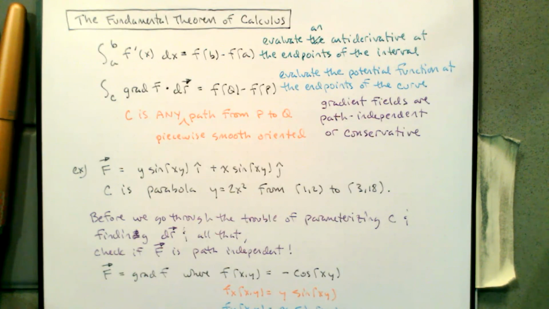So the fundamental theorem of calculus for simple integrals says evaluate an antiderivative at the endpoints of the interval. And for line integrals, evaluate the potential function at the endpoints of the curve. We only get to do this if we're integrating a gradient field, if our vector field is a gradient field, which means it's path independent. The other thing to note is that if a vector field is path independent, then it is a gradient field.